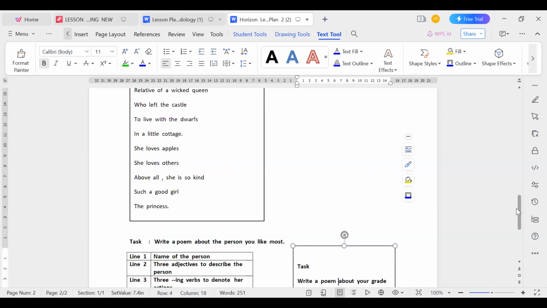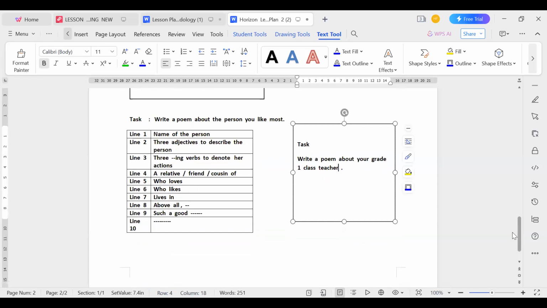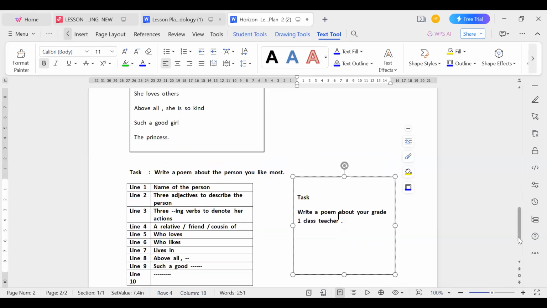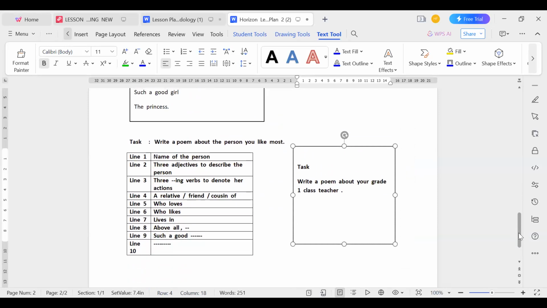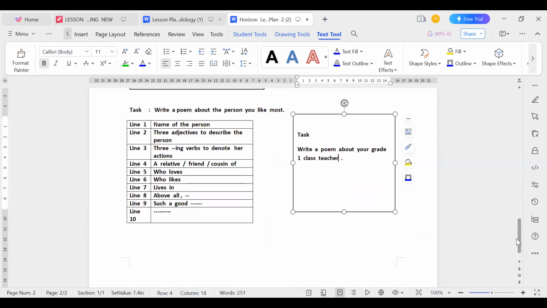They write like that. Then they write, who left the castle to live with the dwarfs. Line 4 says to put who loves. What does she like to do? Who loves to teach, who loves to crack jokes, who loves to play games. They will write what they know about the teacher. So who likes, who lives in, like that. I'm thinking such a good girl, such a good lady, the princess, our grade 1 class teacher, the teacher.